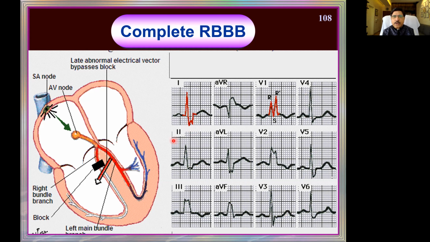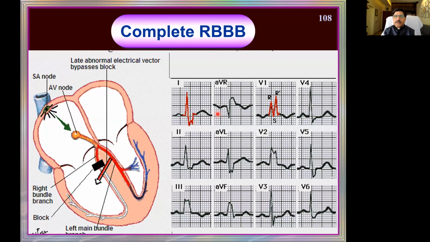What is the QRS duration here? You can see how many squares? 1, 2, 3, 4, 4.5 squares. So something around 0.18 seconds. Normal being 0.08 seconds. So there is a lengthening of the QRS interval, the QRS complexes are wider, and the interval is more than 0.12. And there is an M pattern in V1 and a slurred S wave in L1.